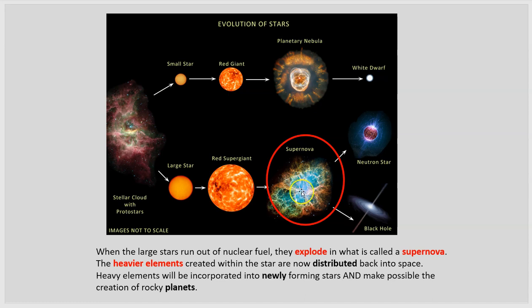Why this is important is because the supernova explosion itself is responsible for creating a lot of the really heavy elements on the periodic table. In the normal fusion sequence in a big star like this, they make lots of elements up to iron, but elements heavier than iron are created in these explosive events called supernovae. Also importantly, when the supernova happens, all of the elements in the star and those created during the explosion are distributed back out into space. These are the elements that will be incorporated into newly forming stars and make possible the creation of rocky planets like the Earth.